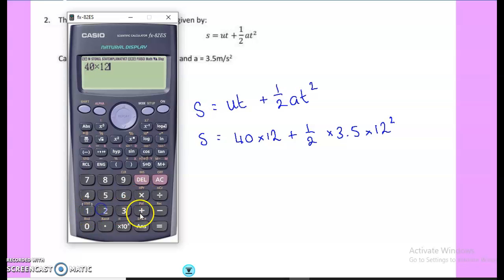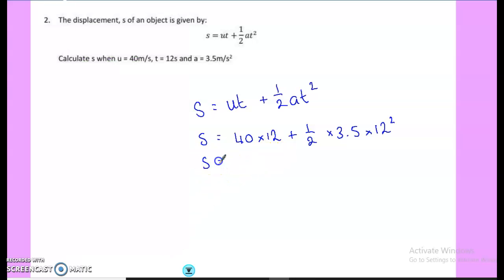Now, if you're using a scientific calculator, you can just type that in exactly as it says. So 40 times 12 plus a half. You can put a half in just as 0.5 if you've got a scientific calculator but no fraction button. Times 3.5 times 12 squared. Comes out 732. It's displacement, so that would just be in metres.